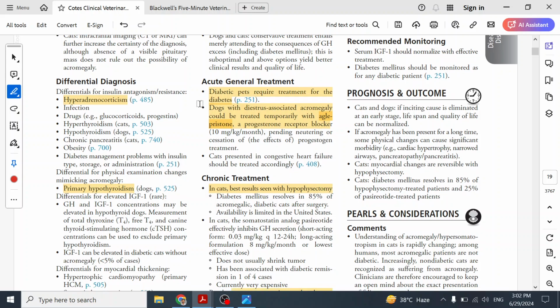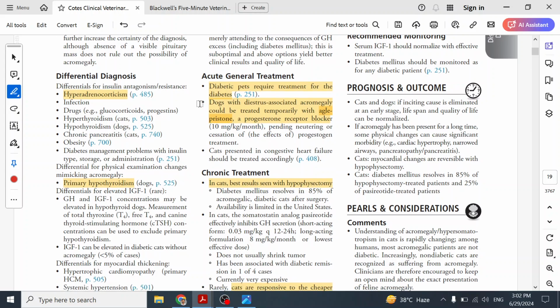Acute treatment: diabetic patients require treatment for the diabetes. Okay, so in dogs we usually go with aglepristone, a progesterone receptor blocker. This will reduce the diabetes mellitus chances, or it's a good drug for DM treatment.